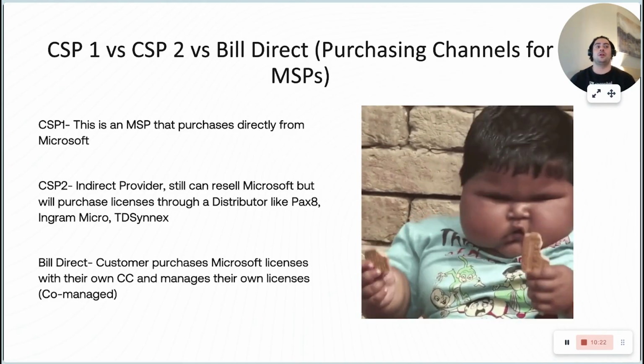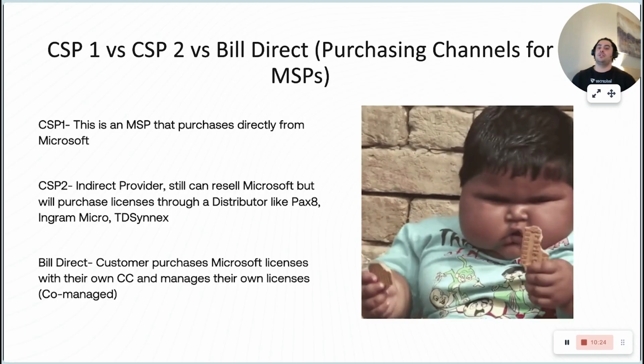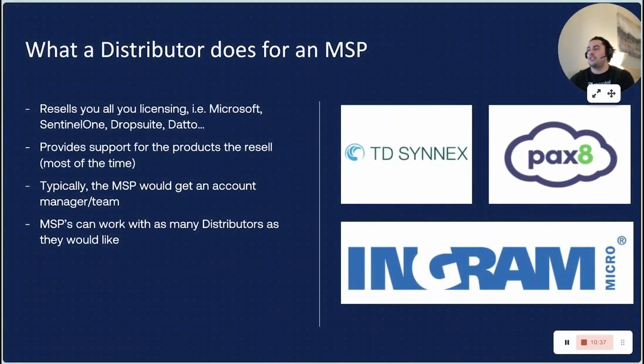But for the point of working towards a solution designation, just think you'd want to be a part of the CSP1 or CSP2 program. That's where you're going to earn your points from. The bill direct customers will not count towards your solution designation. So, as I spoke earlier, CSP2, that's going to be where 95% of the MSPs probably will live these days. So, talking about distribution is going to be important.